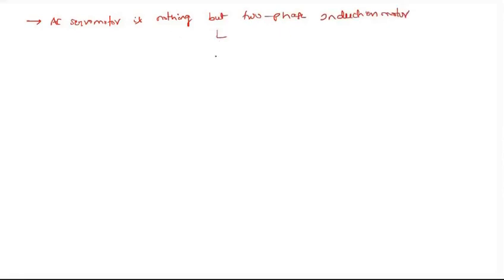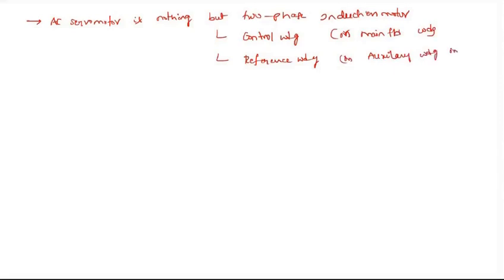That means we'll have two windings. One is the control winding, the other one is the reference winding. Sometimes it may be written as: control winding is nothing but the main field winding, and reference winding is nothing but the auxiliary winding or additional winding. Both will be the same.